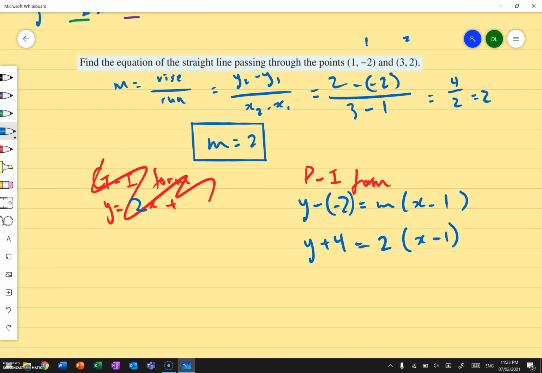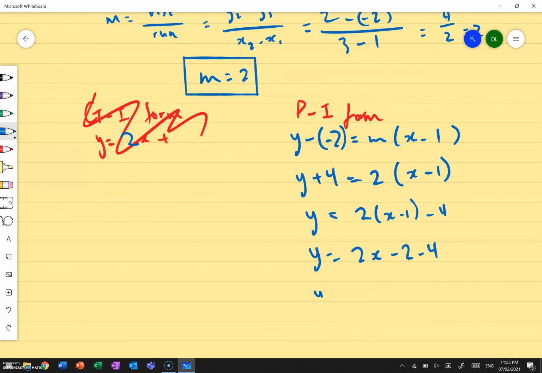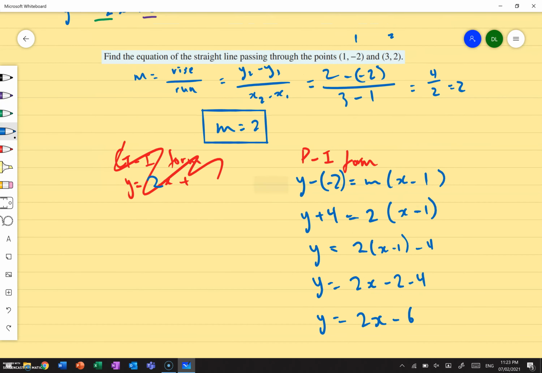We can change it into gradient intercept form from here. Y equals 2 bracket x minus 1, so take away 4 from both sides. I'm going to expand that, and I get y equals 2x minus 2 minus 4, which ultimately gives us the answer of y equals 2x minus 6. Hopefully that makes sense. Let me know if you have any questions.